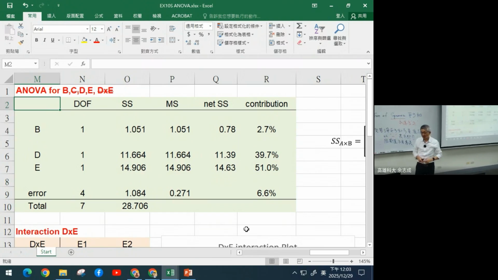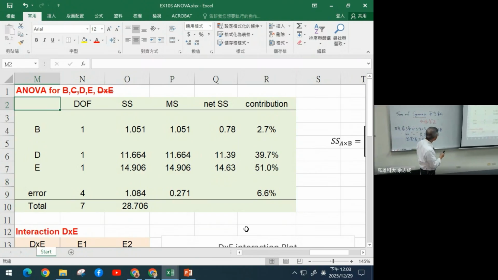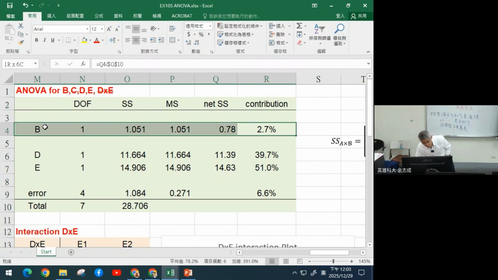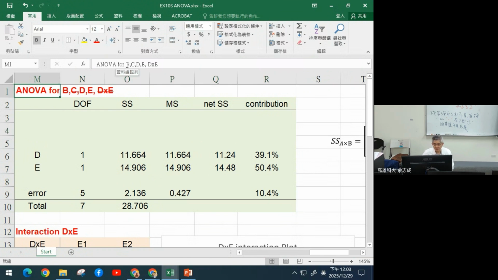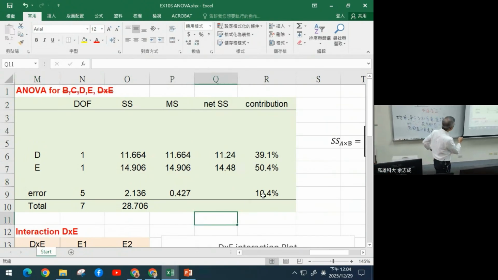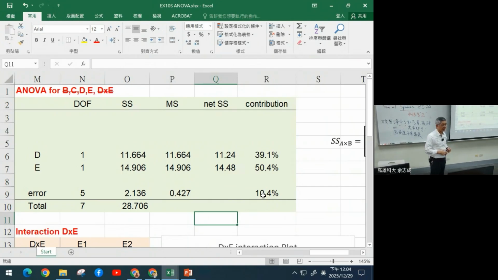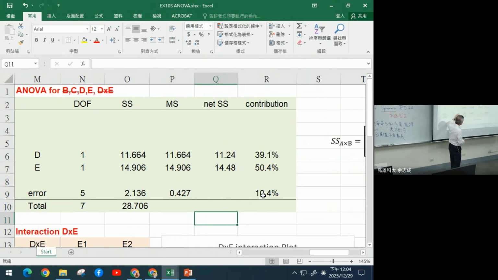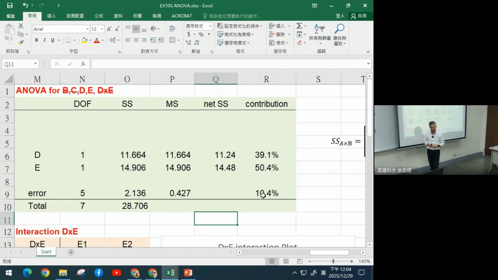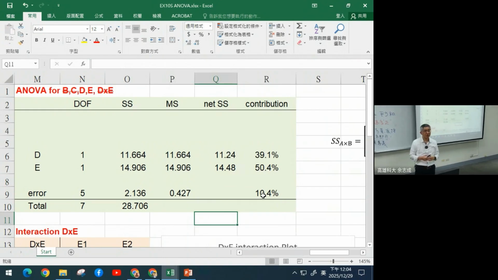Okay? From here, you can consider neglecting B again and make your model very simple, into 2 effects, only D and E. Okay? Remove B from your model and keep only D and E. And when do you stop? As you can see, the error percentage becomes 10. Can you continue to simplify the model?